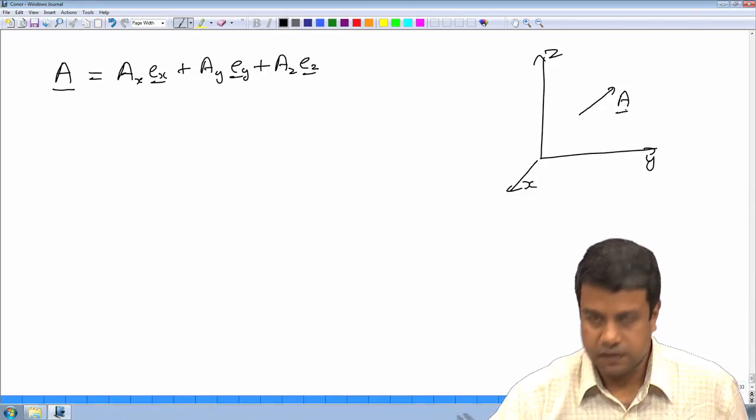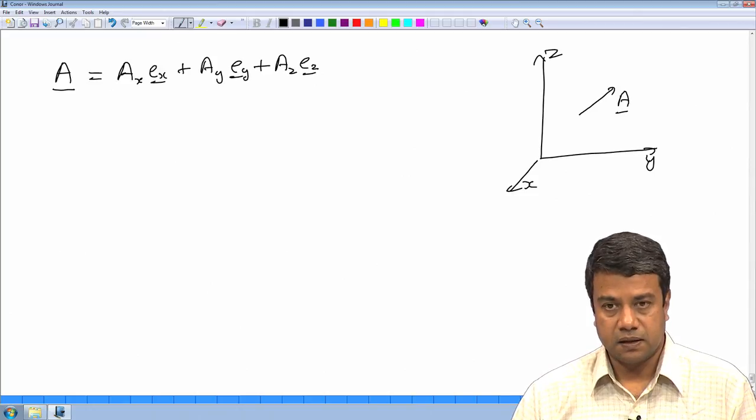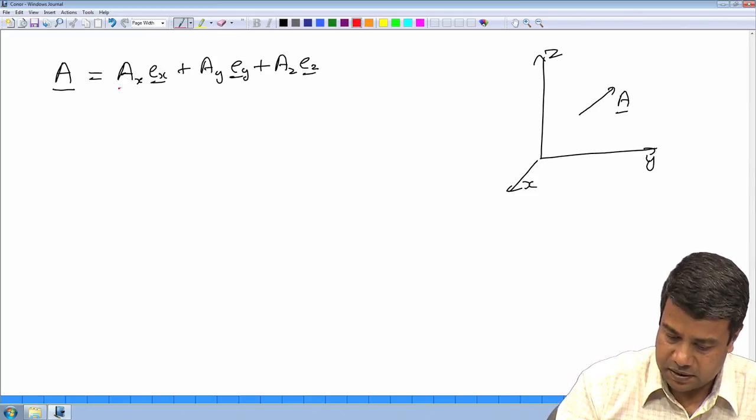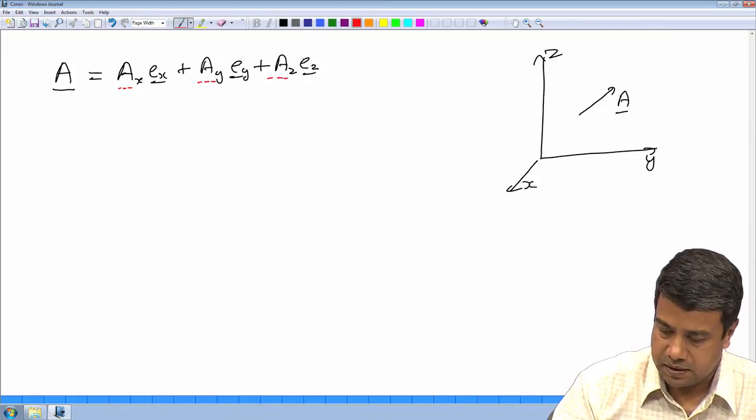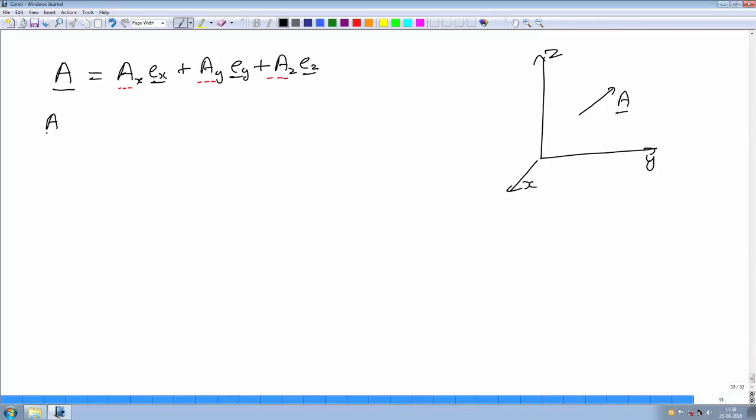A is a vector in a 3-dimensional coordinate system. Now, I can get each of these constants Ax, Ay and Az by dotting A with Ex. If I take the dot product of A and Ex, I will get the component Ax. If I take the dot product of A dot Ey, I will get the component Ay. Similarly, if I take the dot product of A dot Ez, I will get the component Az.